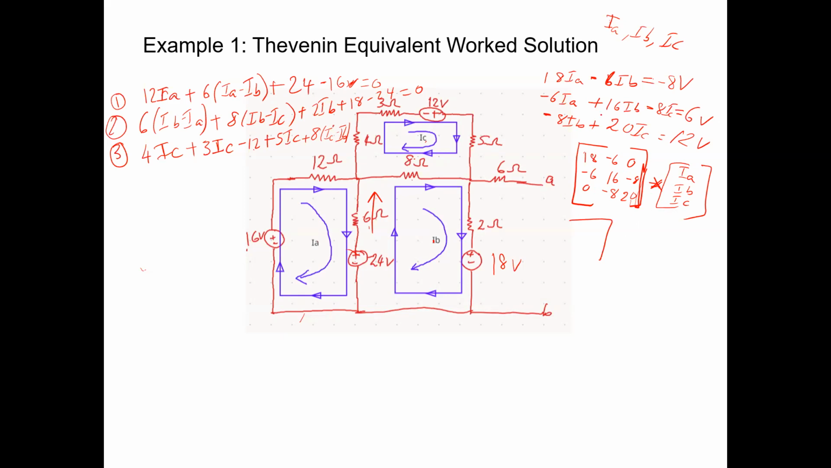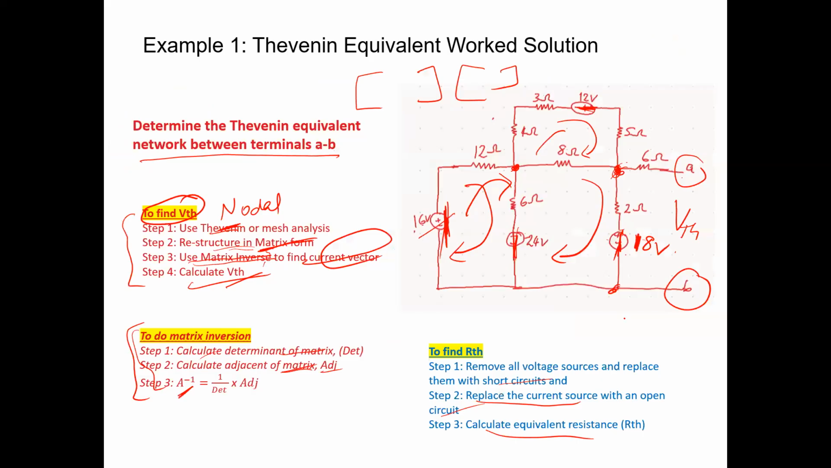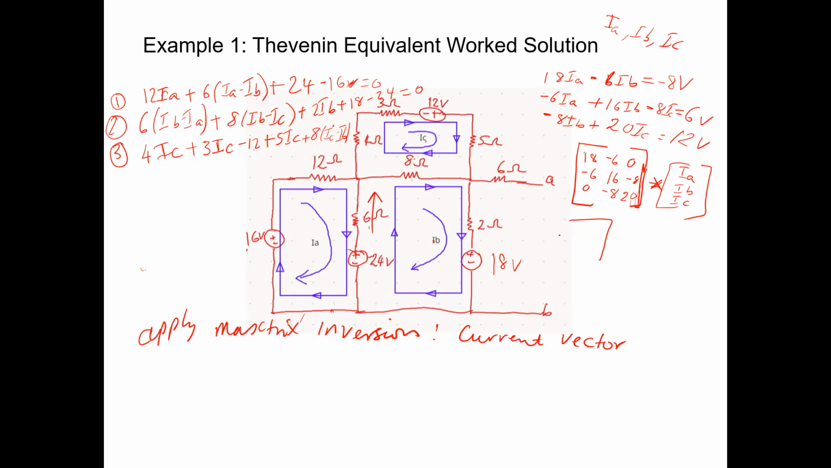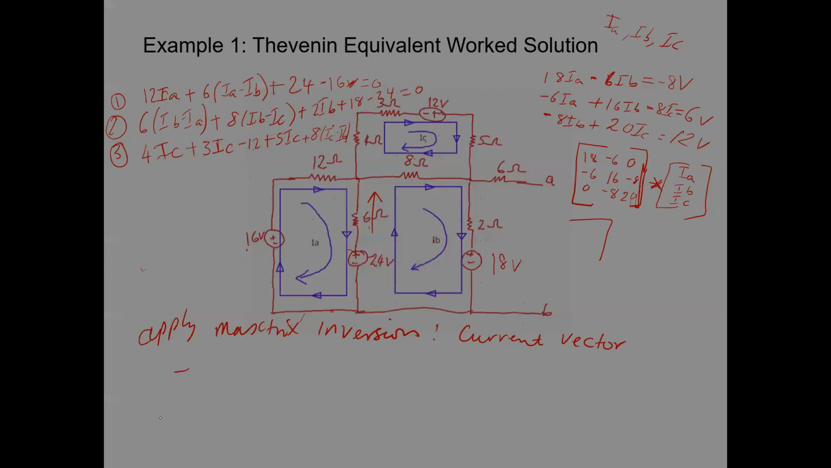So this is now in a current form, okay? So this represents this one, okay? From that, it means that we can apply matrix inversion, okay? How do we do this one? Well, that is in order to find the current vector, okay? If we look on here, the steps, we restructure this one. Now we can use matrix inversion to find the vector current, okay? Step 3. The aim is to find the Thevenin first, okay? Okay, so now, I hope you can do the matrix inversion, but if not, we can try, okay?